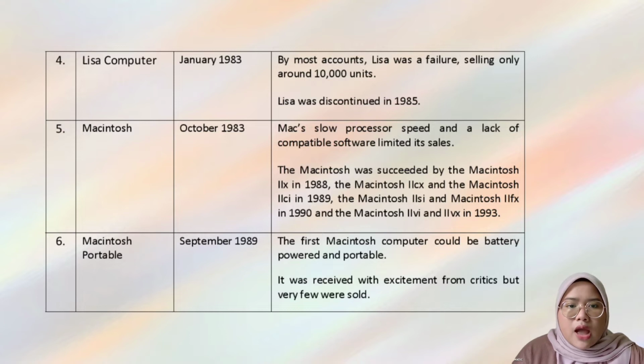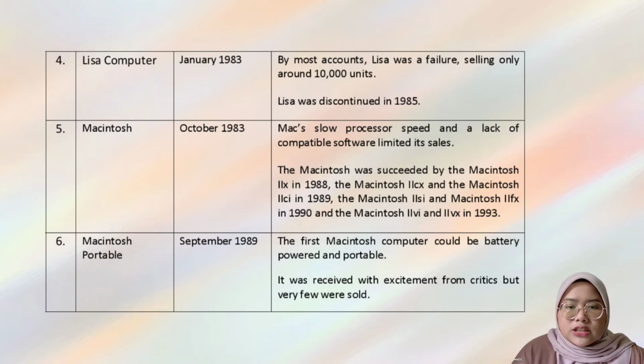Next is the Macintosh. Introduction date is October 1983. Its low processor speed and a lack of compatible software limited its sales. The Macintosh was succeeded by the Macintosh SE in 1988, the Macintosh LC and the Macintosh IICI in 1989, the Macintosh IISI and Macintosh IIFX in 1990, and the Macintosh IIVI and IIVX in 1993.